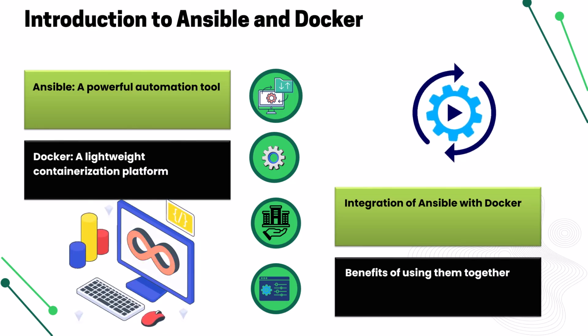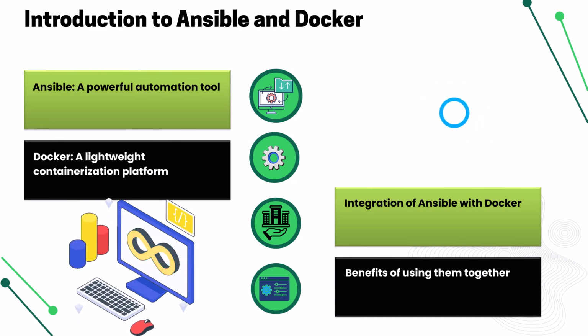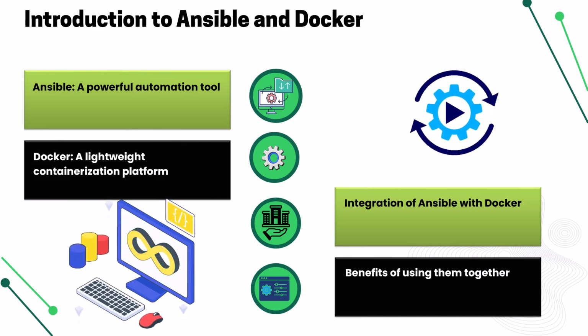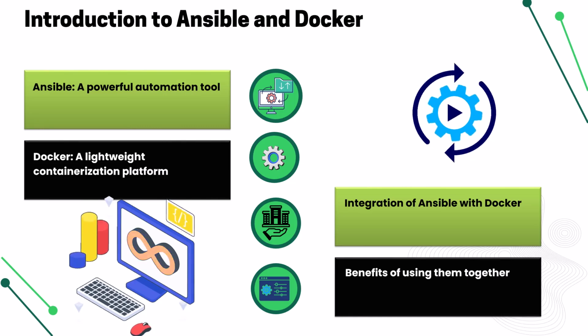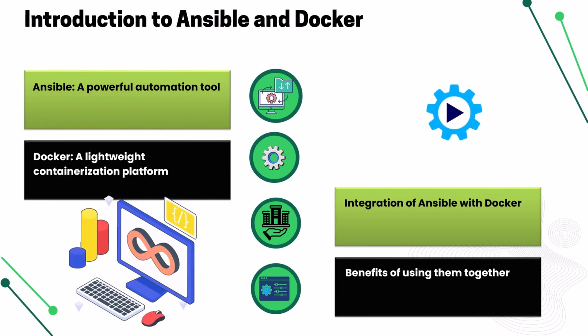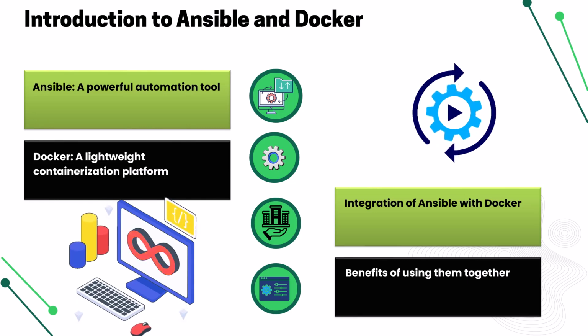Let's start with the basics. Ansible is like your tech butler, handling automation with elegance. Docker, on the other hand, is the master of lightweight containerization. Now imagine bringing these two together. Ansible manages configurations, Docker keeps environments clean, and voila! You've got streamlined automation at your fingertips. It's efficiency meets simplicity, and trust me, your future self will thank you.